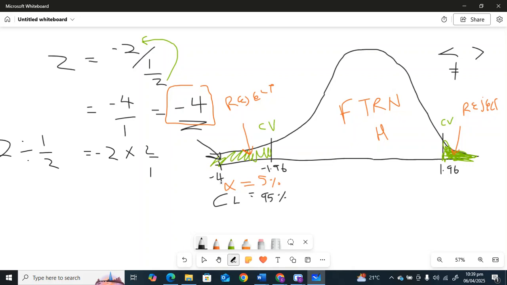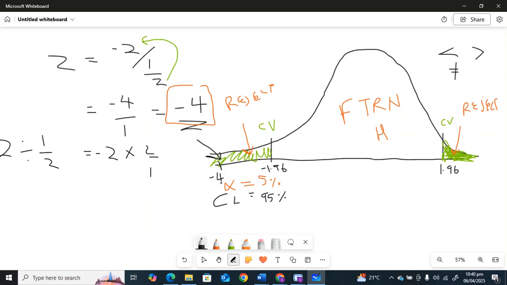Okay, negative 4 falls in this rejection region. So since it falls in the rejection region, we have enough evidence to say that the null hypothesis is not true. We have enough evidence to reject the null hypothesis.